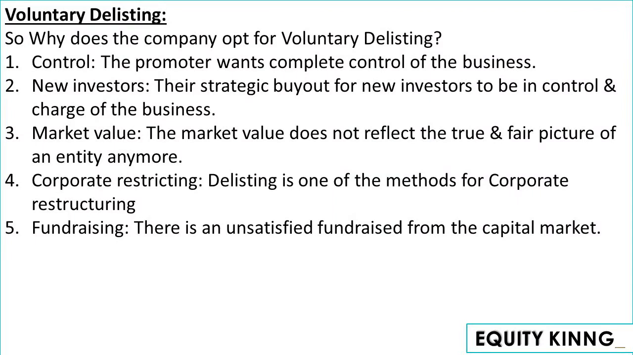1. Control. The promoter wants complete control of the business. 2. New investors. There is a strategic buyout for new investors to be in control and charge of the business. 3. Market value. The market value does not reflect the true and fair picture of an entity anymore. 4. Corporate restructuring. Delisting is one of the methods for corporate restructuring. 5. Fundraising. There is unsatisfied fund raising from the capital market.